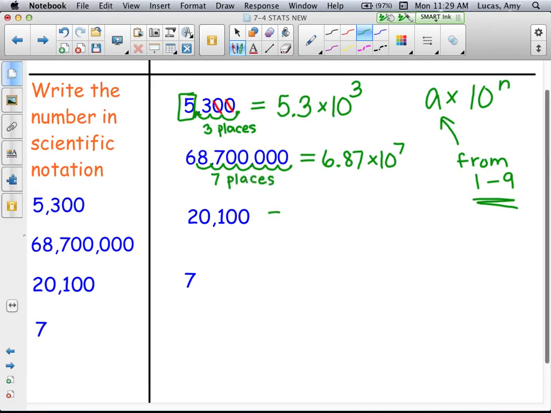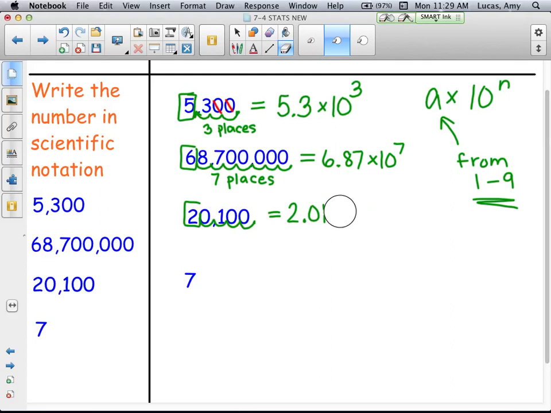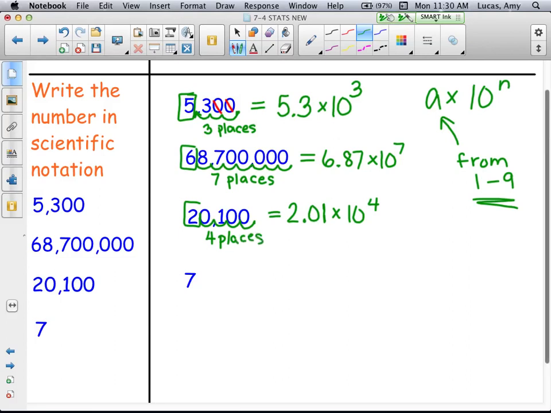The third one, I need to move the decimal point 1, 2, 3, 4 places. Because again, remember, I need just that one digit from 1 to 9 for the a value. So 2.01 times 10 to the power of, I moved it 1, 2, 3, 4 places this time. So 2.01 times 10 to the 4th power.